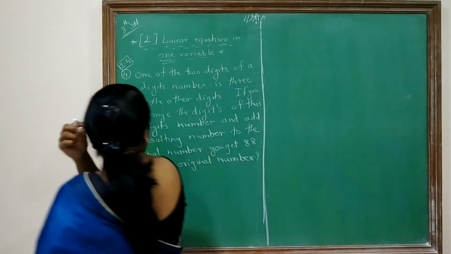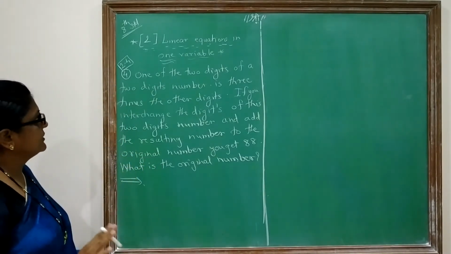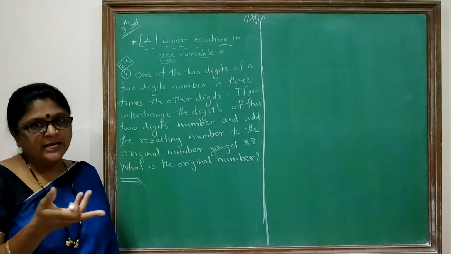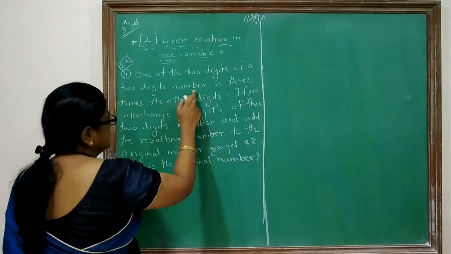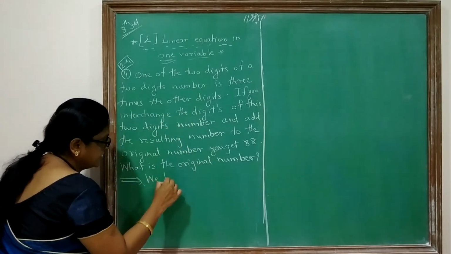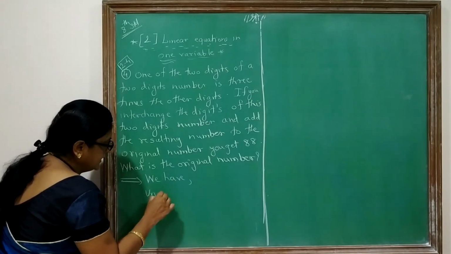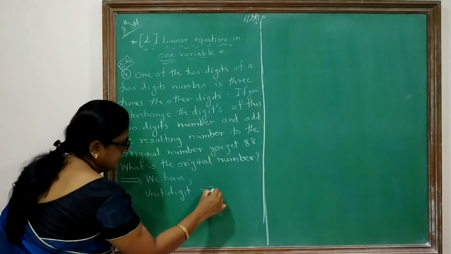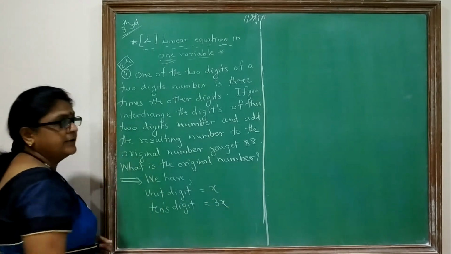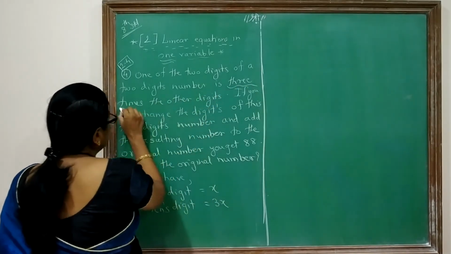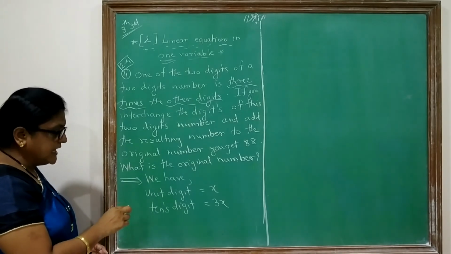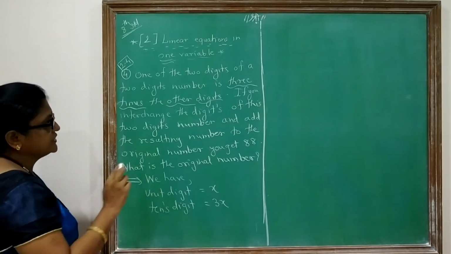This is your question. Then read carefully your question first. One of the 2 digits, here 2 digits are present, means unit digit and tens digit. Of a 2 digit number is 3 times the other digit, means you will consider your unit digit is x, then your tens digit is 3x, because it is 3 times the other digit.